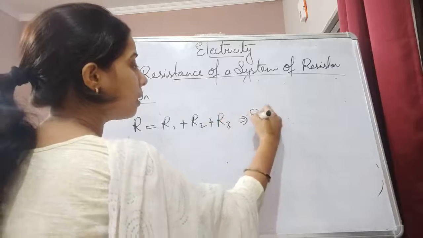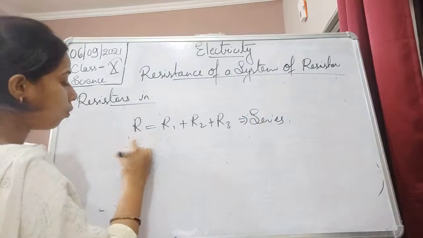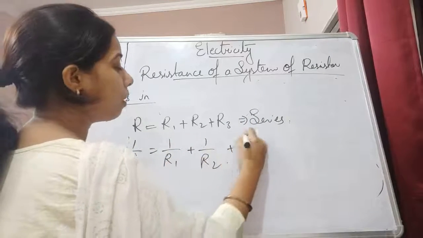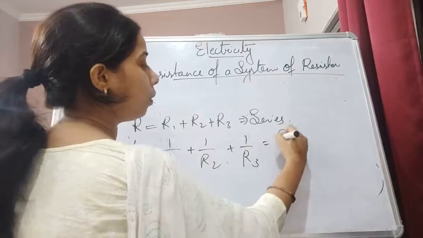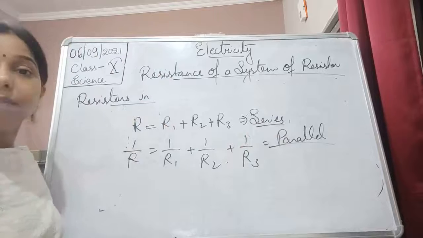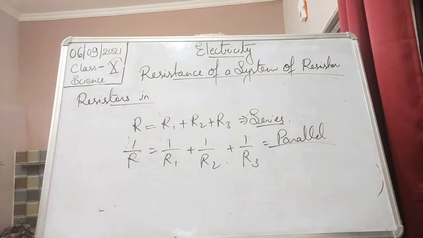This is for series. And then for parallel, students, 1 by R equals 1 by R1 plus 1 by R2 plus 1 by R3. This will be equal for parallel. Okay, so this is how we can find the value of series or parallel resistors arranged in a circuit.